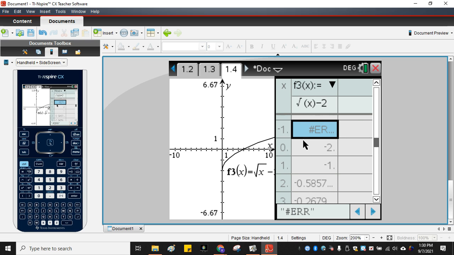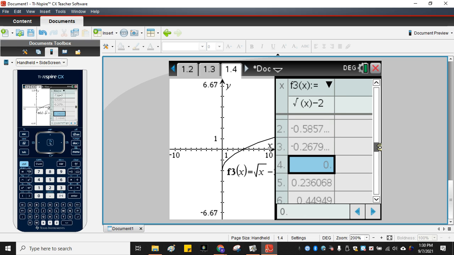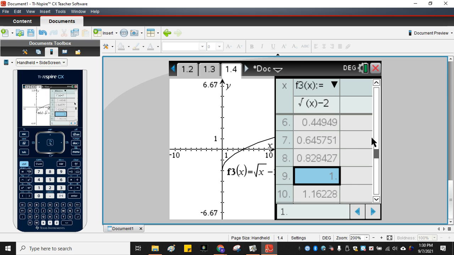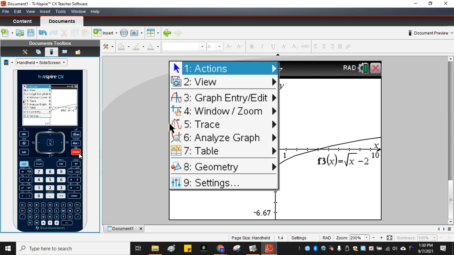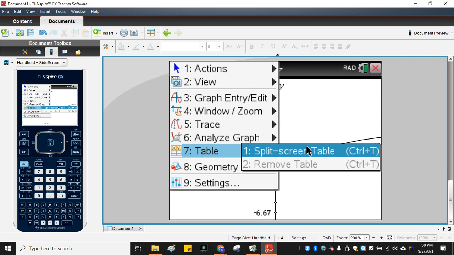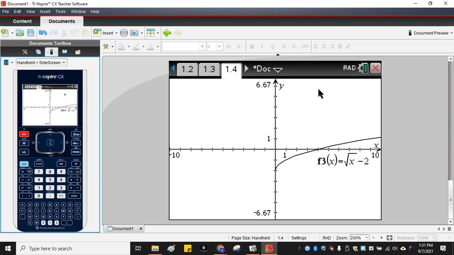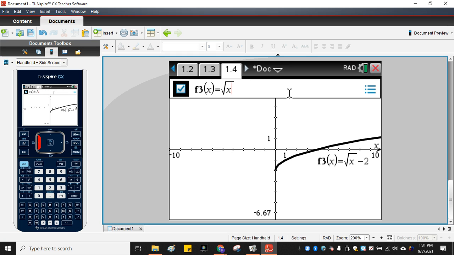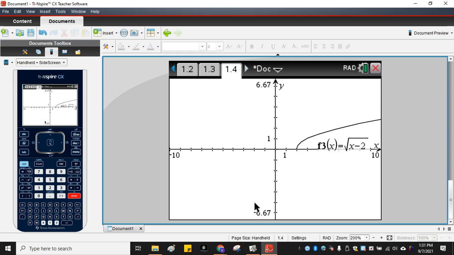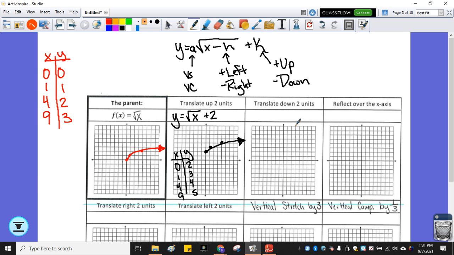Remember, you can't do negative points, so it's going to give you errors. But 0, -2 is where it starts. Then you have 1, -1, 4, 0, 9, 1. Menu, table, split screen. That's just a good way to make sure your graph moves the right way. Because if you thought the -2 was on the inside, you'd realize actually that was right 2. So it's a good way to check your answers. Just go back and graph it.